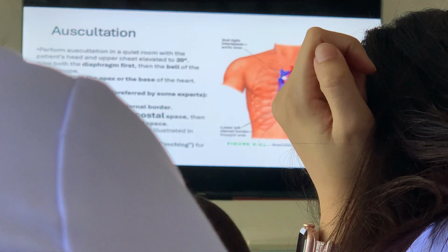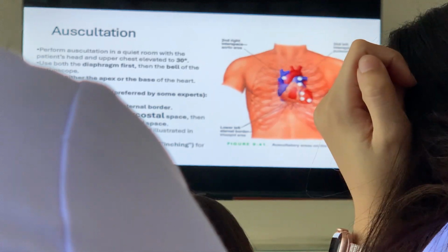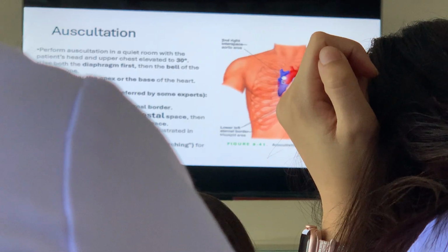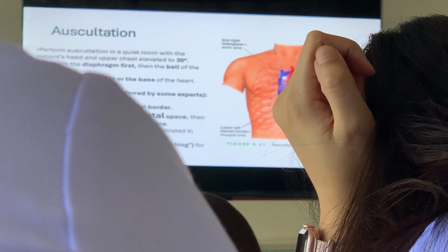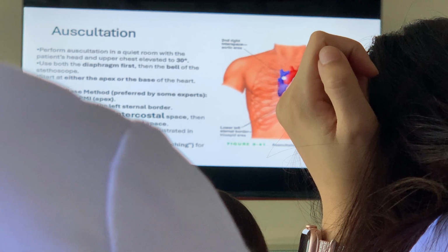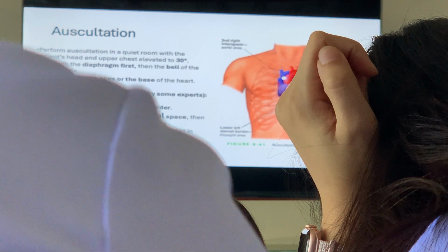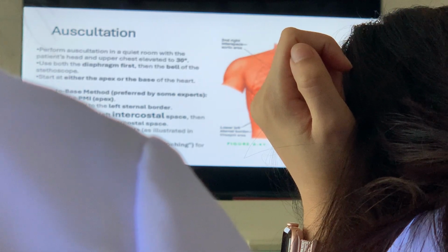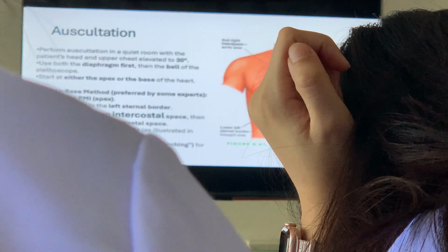So this is a summary of the areas that I was talking about earlier. For the aortic area, if you're thinking of, let's say, aortic stenosis or aortic regurgitation, you hear that best on the second right interspace. If you're thinking of a murmur from a pulmonary stenosis, you hear that best on the second left interspace, the pulmonic area, okay? Then the apex would signify the mitral area.